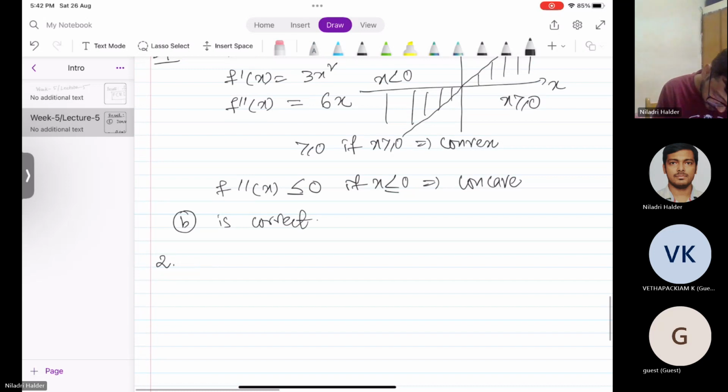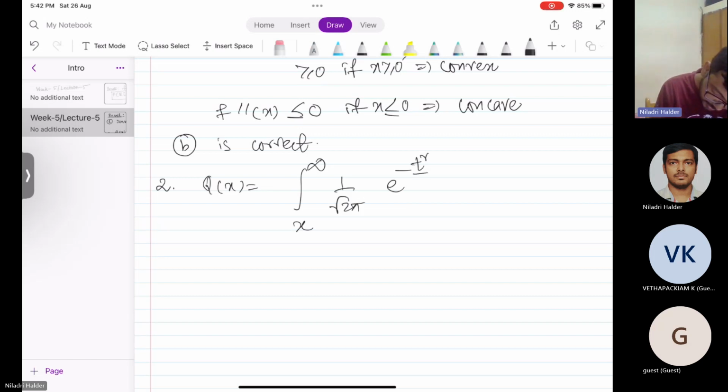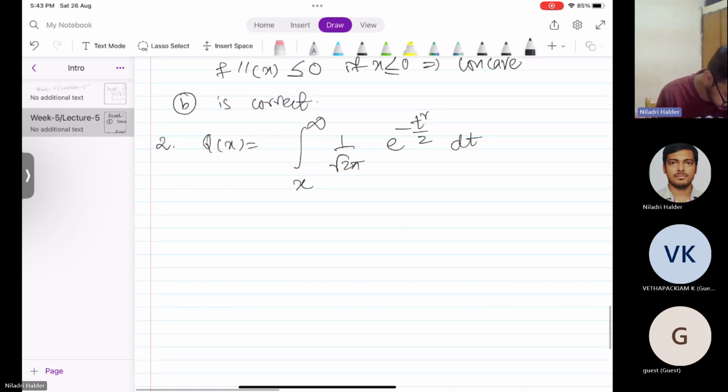Then the second question is: Q of x is equal to the integral from x to infinity of 1 by root 2 pi e power minus t square by 2 dt. So this is a Q of x function. We need to find out what is Q dash x as well as what is Q double dash x.